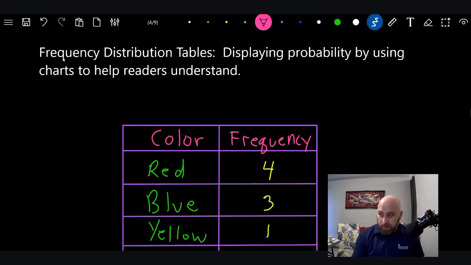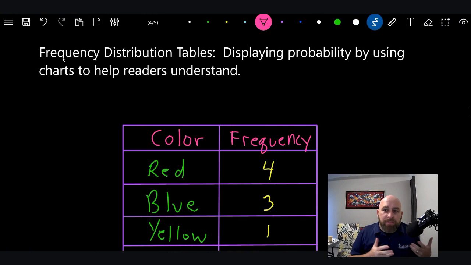Today we'll be in lesson 11.3. 512 is the page number. We're going to be talking about frequency distribution in this lesson. What in the world is frequency distribution? Well, I'm glad you asked because we are going to find out.